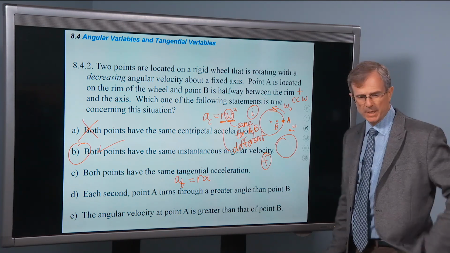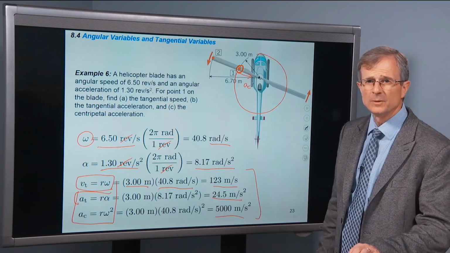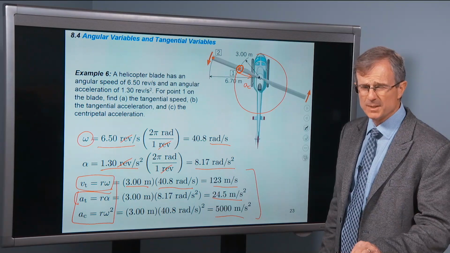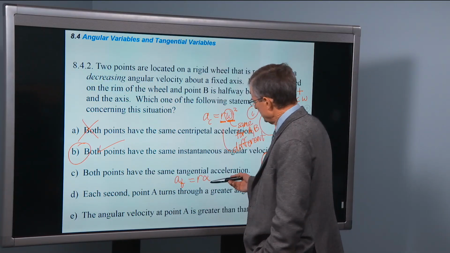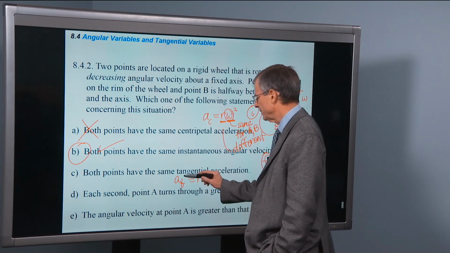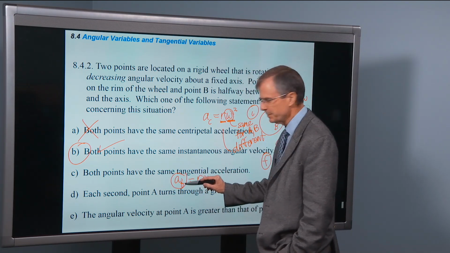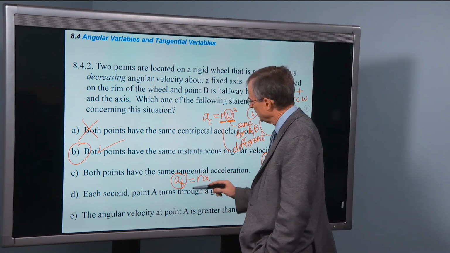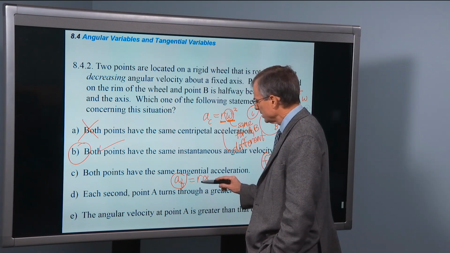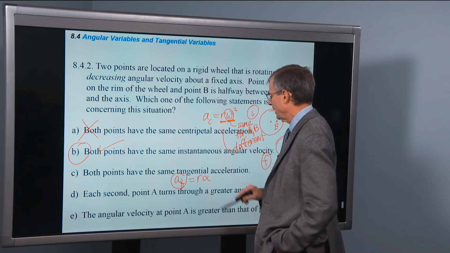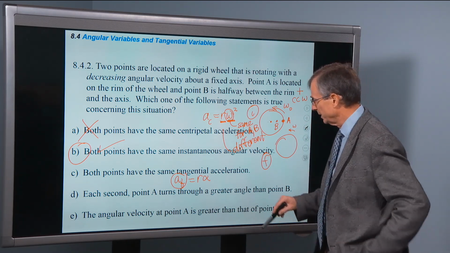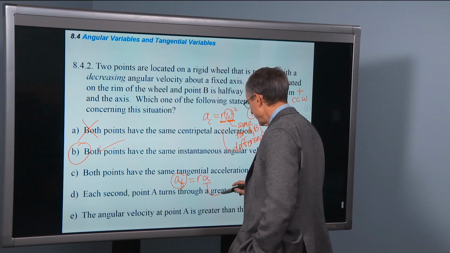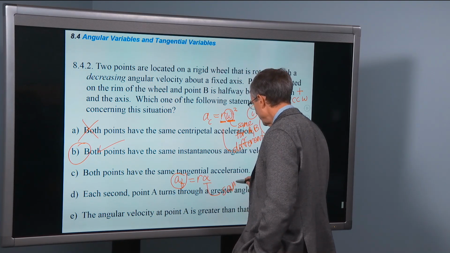That's r times alpha, according to that second equation near the bottom. And this is the tangential acceleration. That's supposed to be a sub t. Didn't come out very clearly. Well, r is not the same, and alpha is the same for both. So this is going to be the same for A and B.